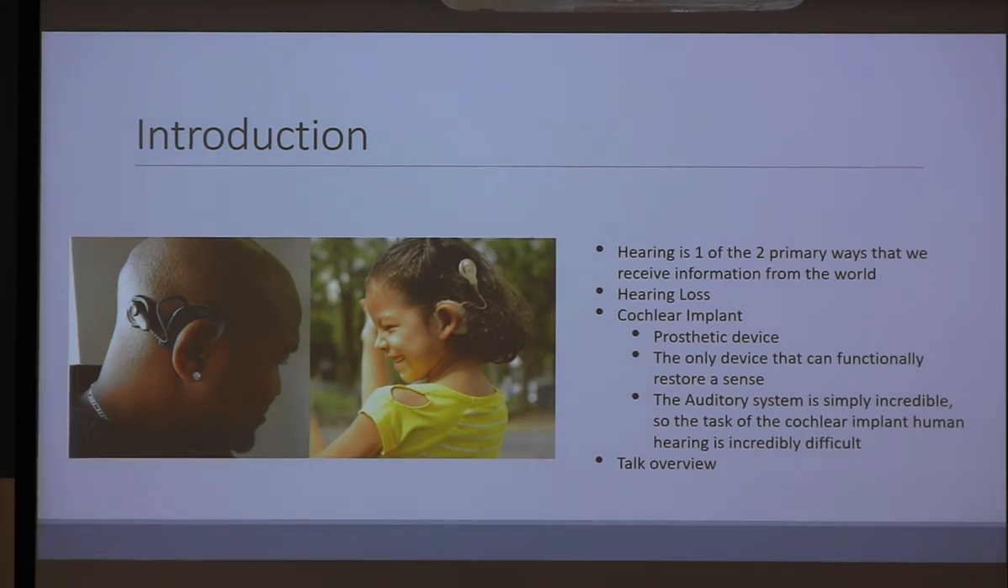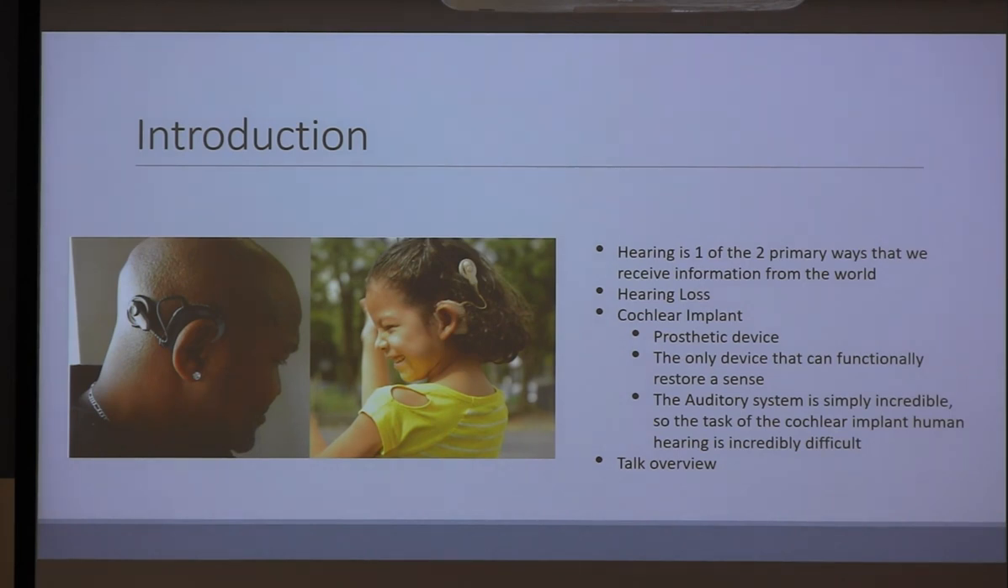When someone's vision is impaired, the solution is to wear glasses, which is something that is pretty well known to people and pretty well understood. But what about when you have hearing loss? So today, I'm going to describe the auditory system, and then I'll talk about the cochlear implant, which is a device that can help restore hearing.